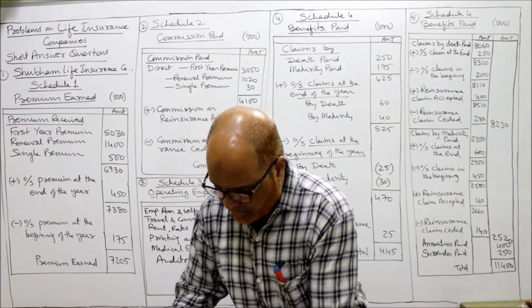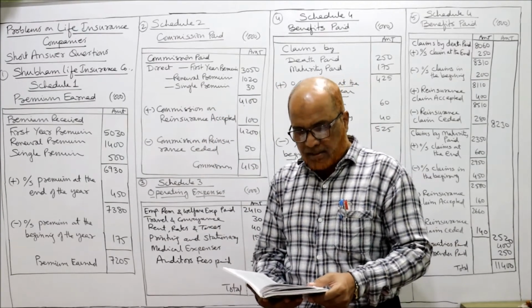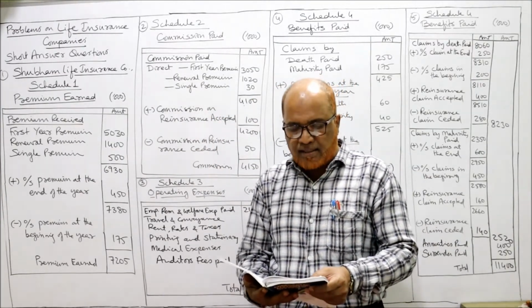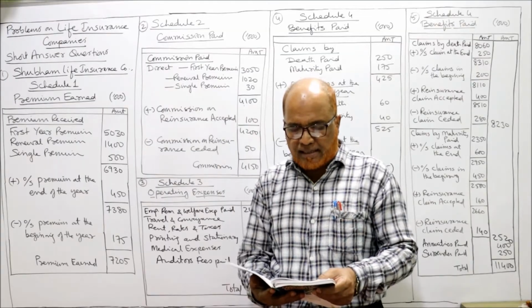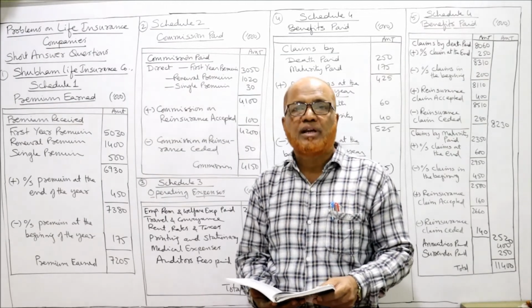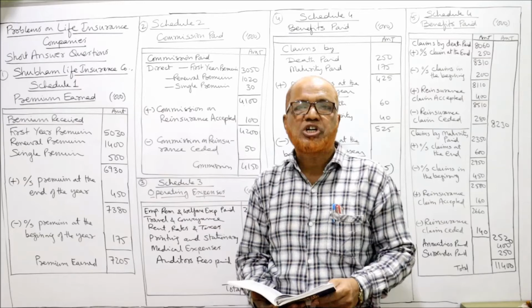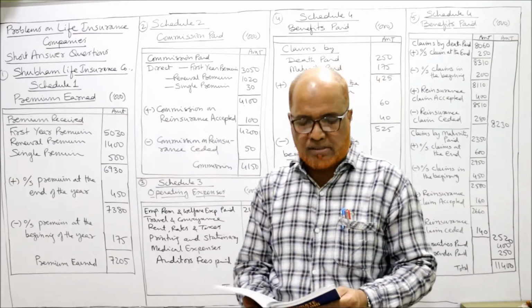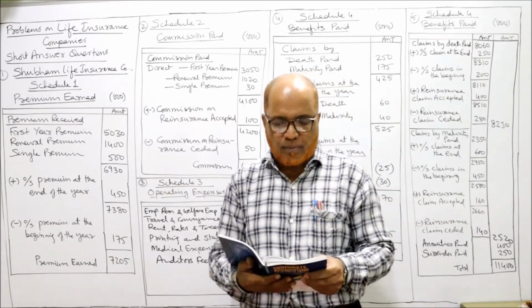Now come to schedule number 3. Third problem. Ascertain the operating expenses related to insurance business as per schedule 3. So in the third problem we have to make only one schedule. Schedule number 3, operating expenses. Now see the items given in the problem.